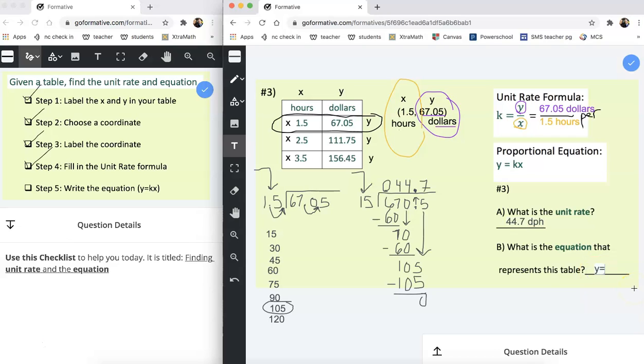All right, now for the equation. What we're going to do is we're going to delete the K, so I'll go over to the K, delete the K, and instead I'll put in our unit rate, 44.7. Because remember, K represents the word constant, and it is the variable we use to represent the unit rate. If I would have chosen this point or this point, I would have still gotten the unit rate of 44.7, because in a proportional relationship, the unit rate is always the same. So we have our equation, we have our unit rate, we have completed number 3.